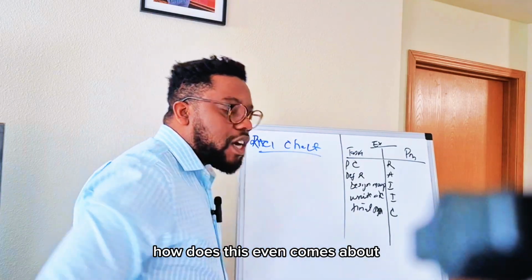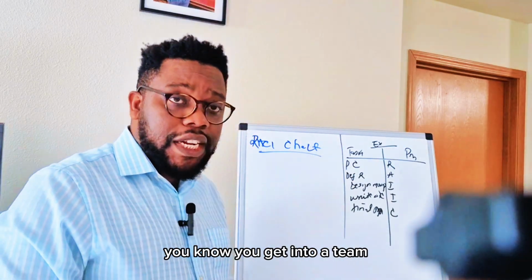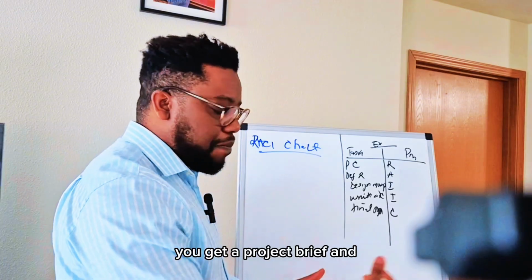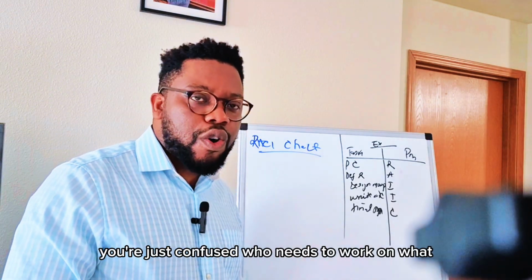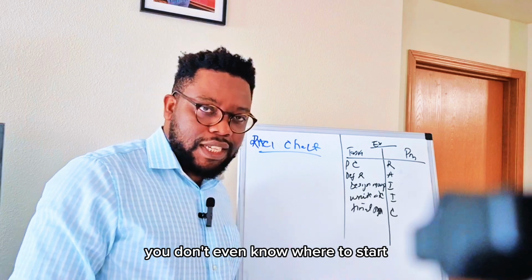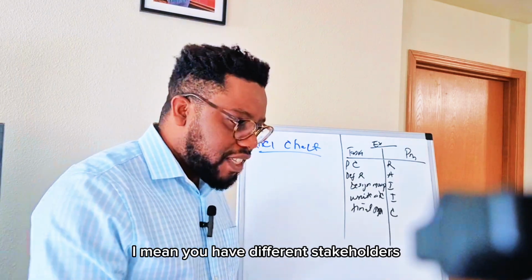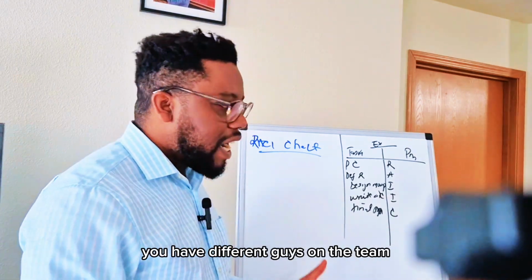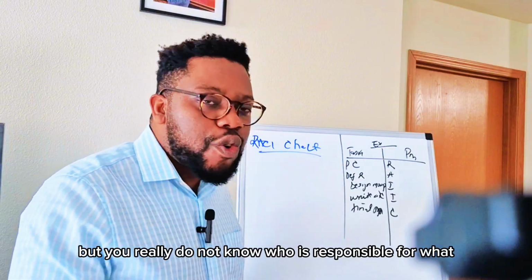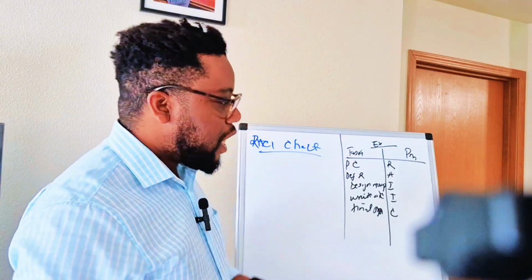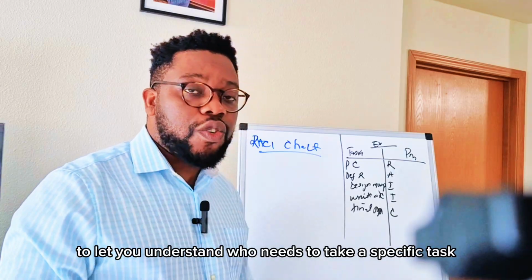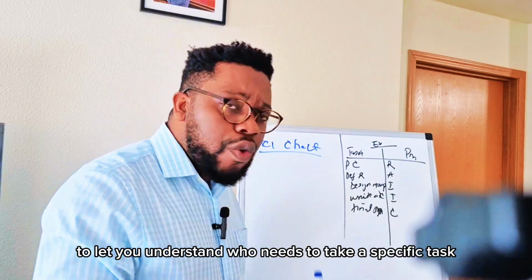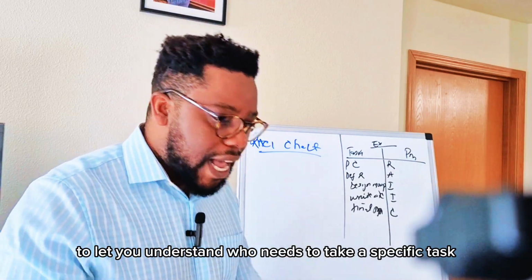How does this even come about? You get into a team, you get a project brief, and you're just confused about who needs to work on what. You don't even know where to start. I mean, you have different stakeholders, you have different guys on the team, but you really do not know who is responsible for what. That is where the RACI chart comes in to bring clarity, to let you understand who needs to take a specific task.